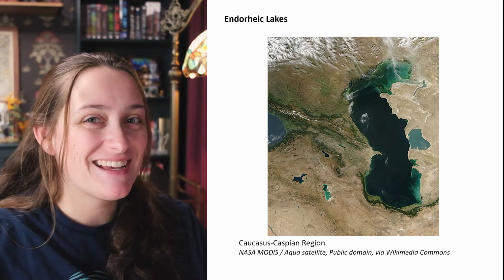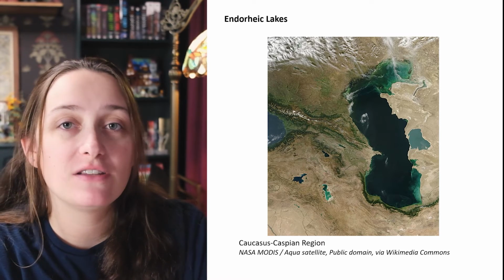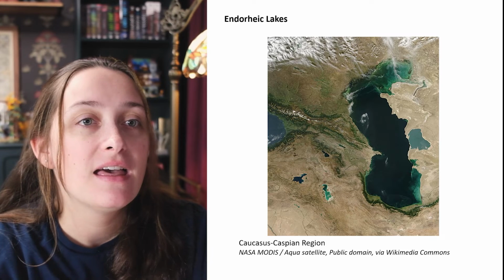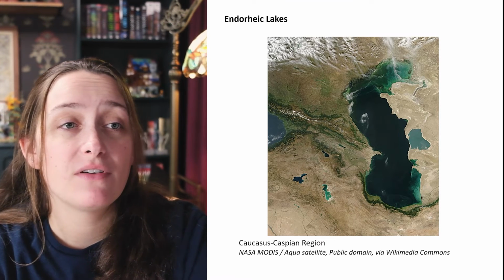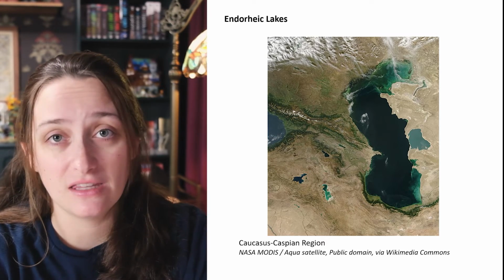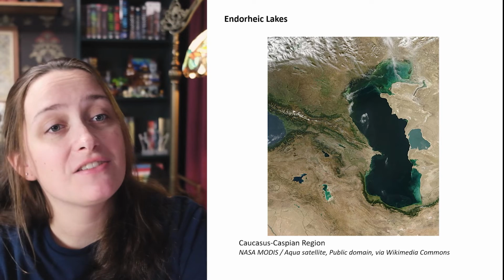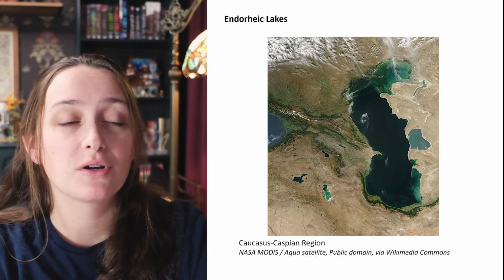Alright, so endorheic lakes. As we mentioned before, endorheic systems will typically drain into an endorheic lake. And these tend to be among the largest lakes in the world. Due to the amount of evaporation that happens in these regions, these lakes are also pretty salinized, just like the ocean. And the largest endorheic lake is the Caspian Sea, which is also the largest lake in the world.